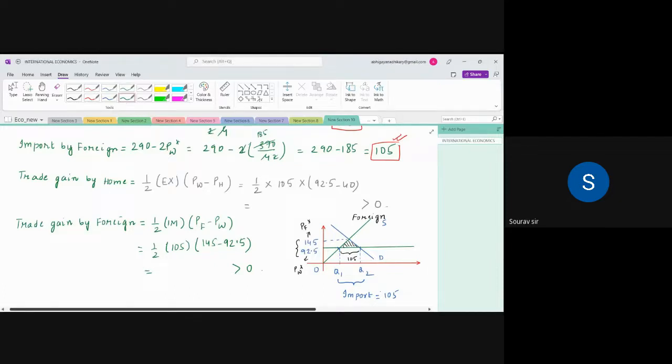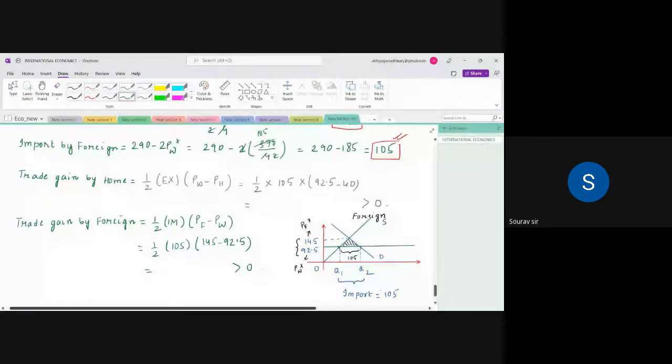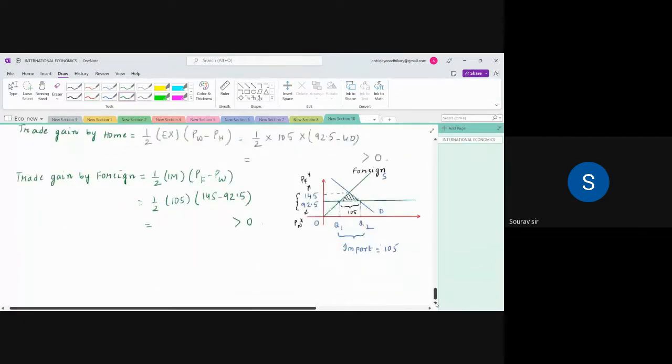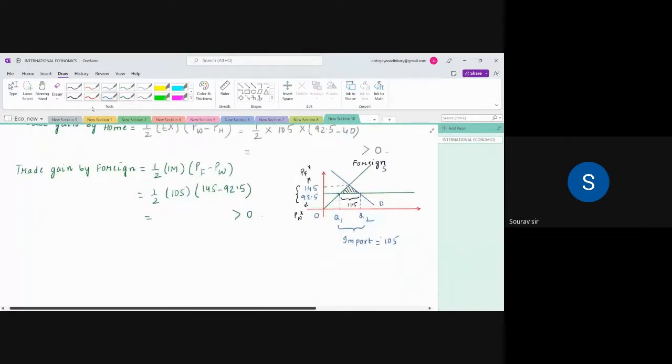All right. So this was our one good framework, or as we call it, the partial equilibrium analysis. Now let's come to a two good framework. Let's say the two goods are X and Y.